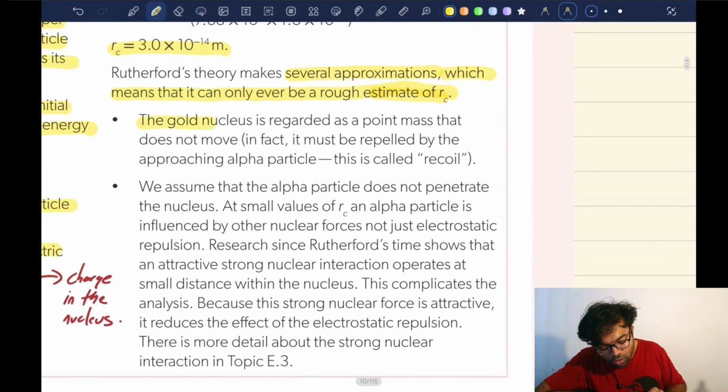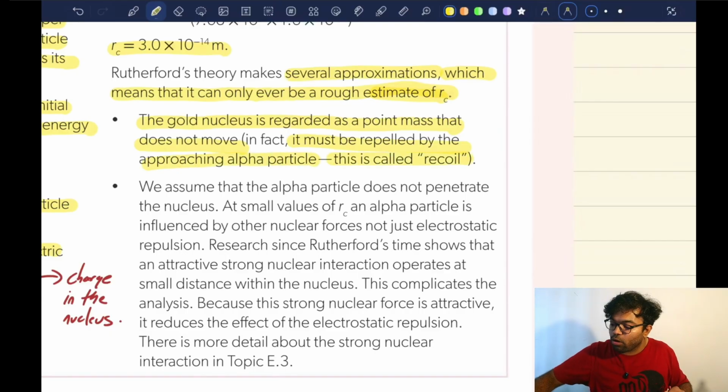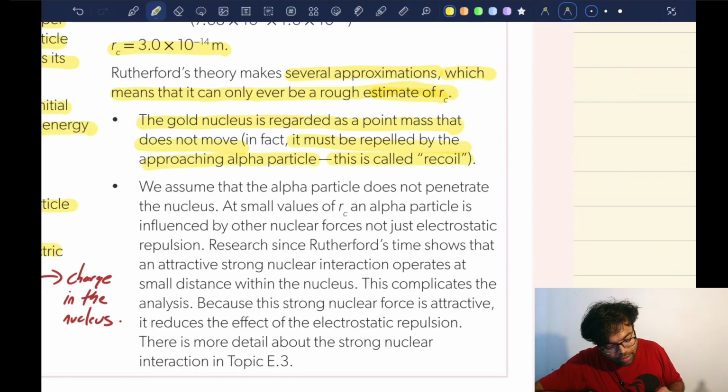Now, the gold nucleus is regarded as a point mass that does not move. In fact, it must be repelled by the approaching alpha particle. That is called a recoil. We also assume that the alpha particle does not penetrate the nucleus. At small values of Rc, an alpha particle is influenced by other nuclear forces, not just the electrostatic repulsion.